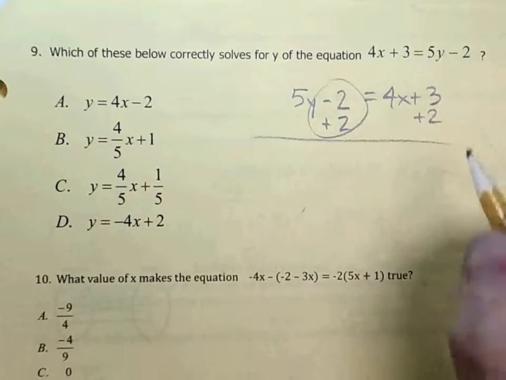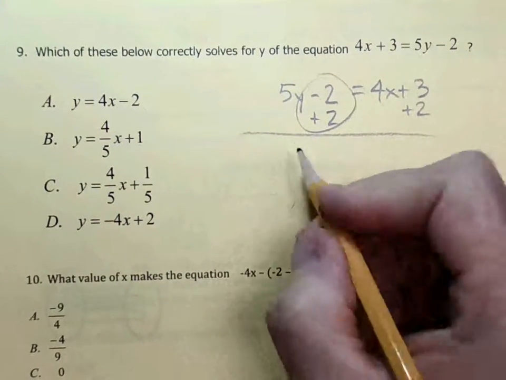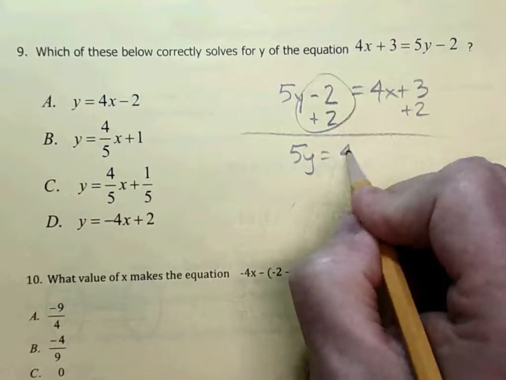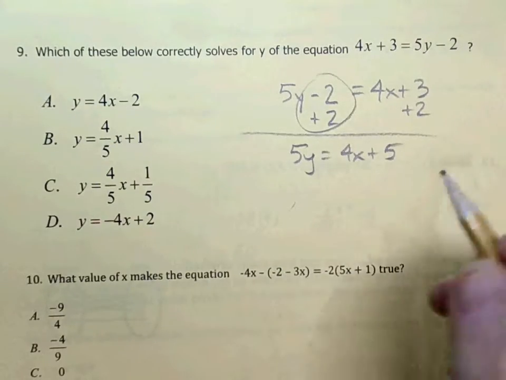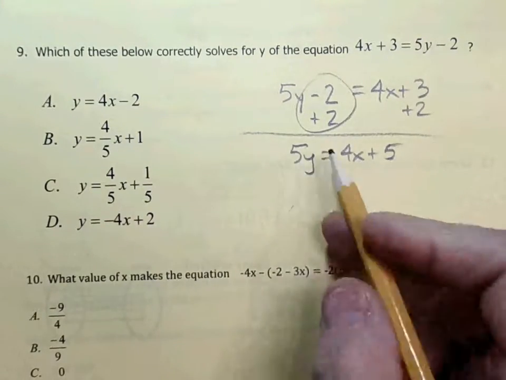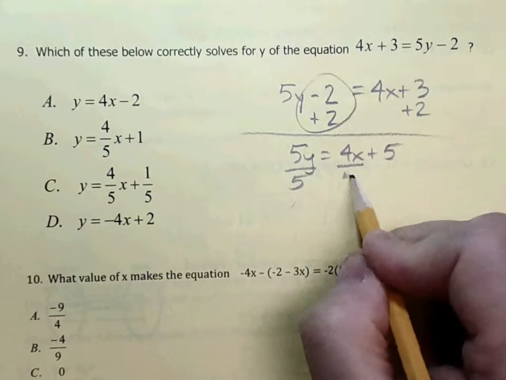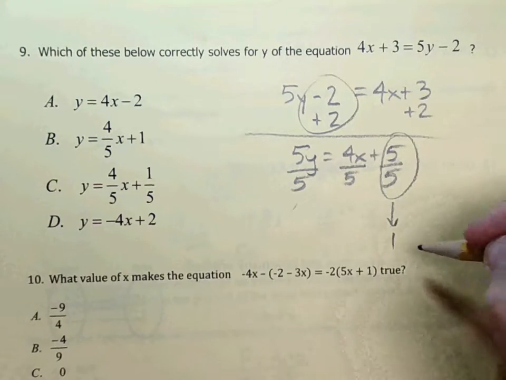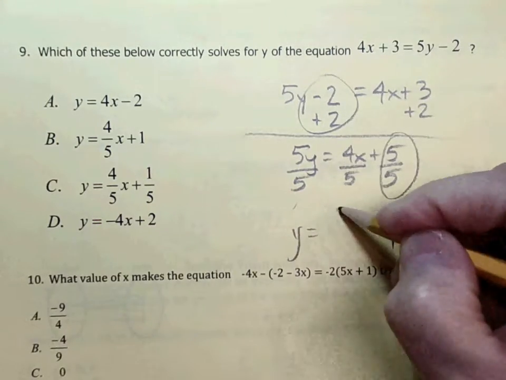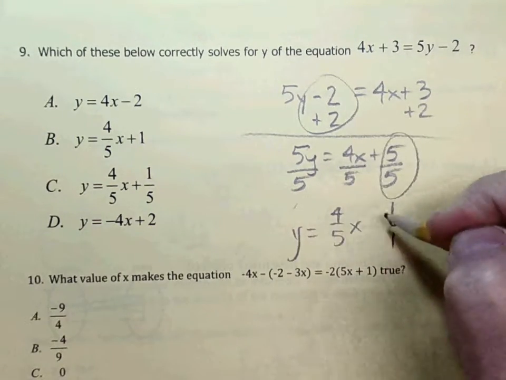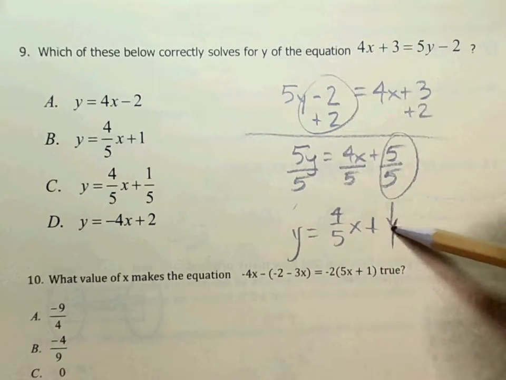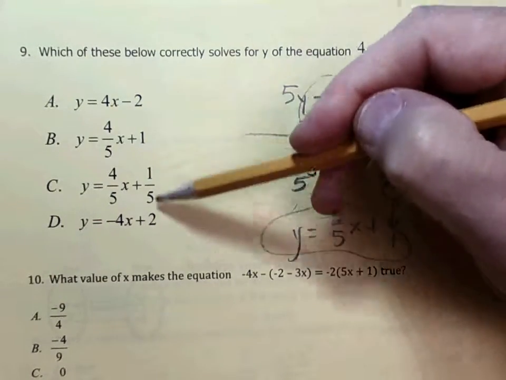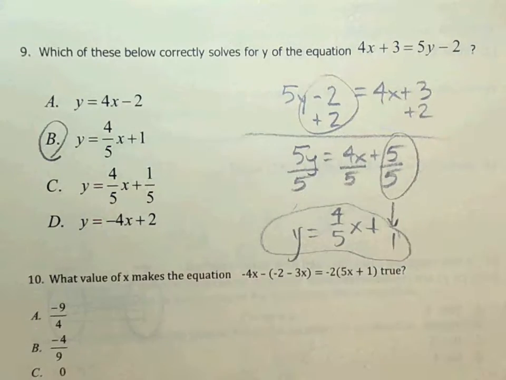All right, so I'm going to zero out the things that don't have a y. That 5y is equal to 4x plus 5, and I will divide everything by the coefficient of y, which is 5. So that gets divided by 5, and that gets divided by 5. 5 divided by 5 is 1. I need a slope of 4/5 in front of the x, and so b. Okay.